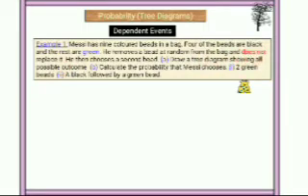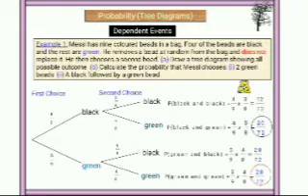She removes a bead at random from the bag and does not replace it. She then chooses a second bead. Draw a tree diagram showing all possible outcomes. Then calculate the probability that Mercy chooses two green beads, and then number two, a black followed by a green bead. In order to draw the tree diagram, for the first choice, we're going to have two arms: an arm for black and an arm for green. For the black, the total here is 4 over 9.